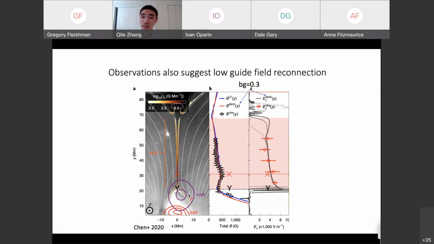At least during this time when the flare produces strong energetic particle radiations. And there are also other works in solar collaboration suggesting the low guide field reconnection could be happening during the acceleration.